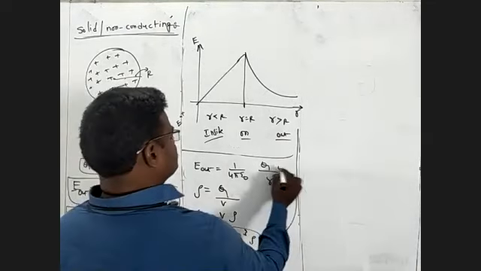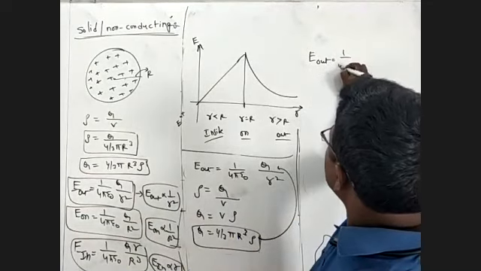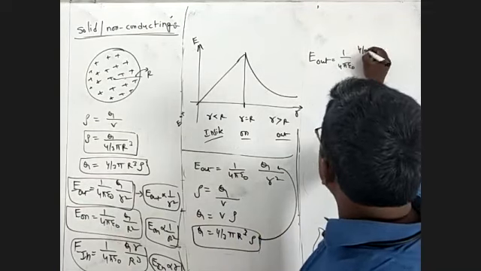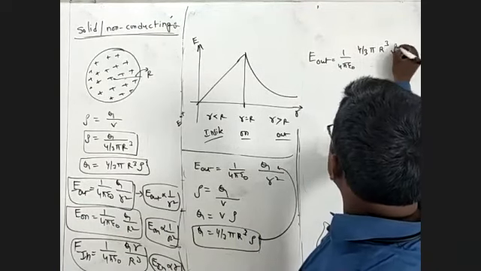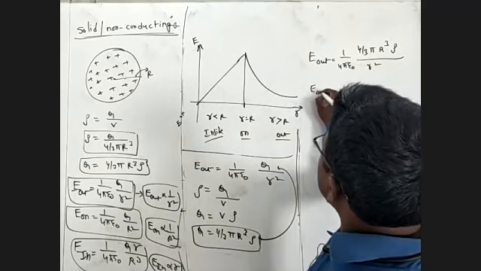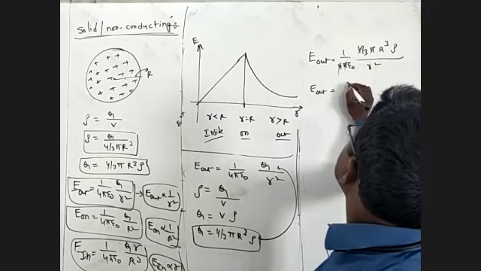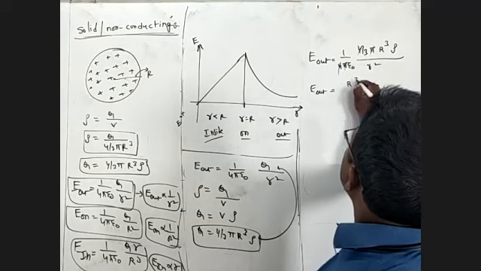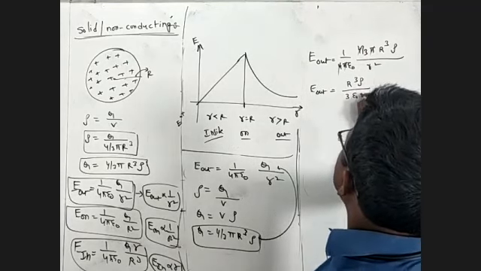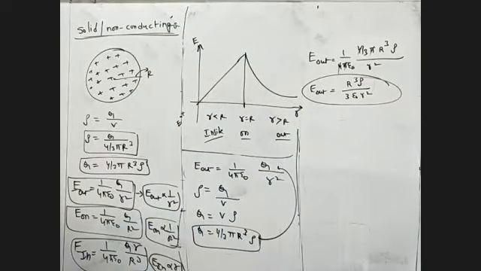Putting this value in the equation, E out is equal to 1 by 4 pi epsilon naught, times 4 by 3 pi R cube rho, by r square. The 4 and pi cancel, so E out is equal to R cube rho by 3 epsilon naught r square. That is E out.